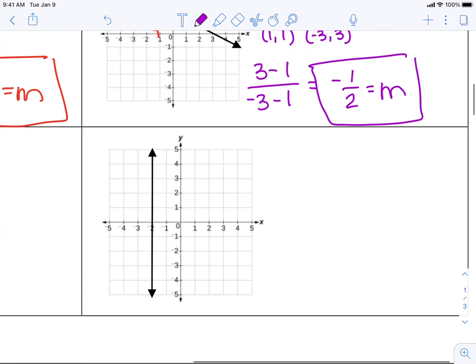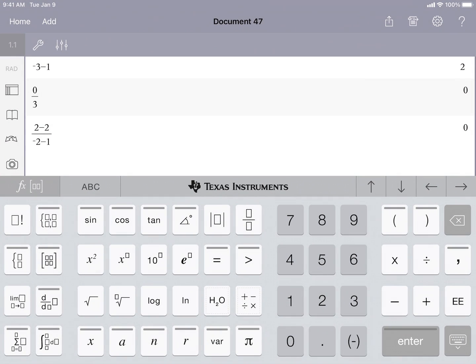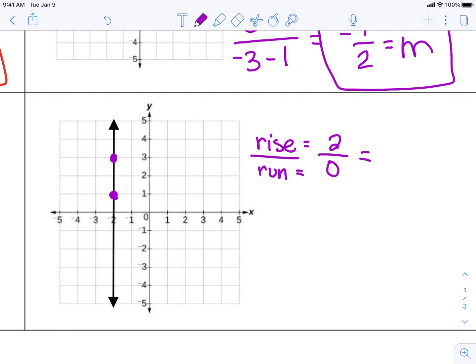Okay, now let's look at this one. This is now a vertical line. So again, pick 2 points. So let's pick these 2 points right here. Notice I have a rise this time. I'm going up 1, 2. But I'm not running any. I don't go left or right, so I have no run. Well, when I type this into my calculator, let's see what we get. 2 divided by 0. You get undefined. That's what that means, undefined. This is an undefined slope.